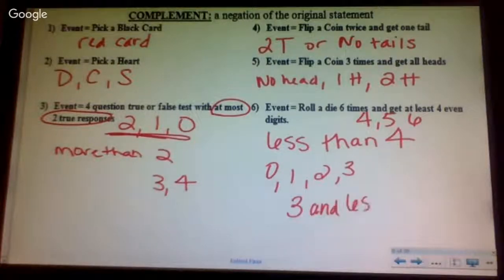A die is 0? Yeah, how do you get 0? It's talking about even digits. You can get 0 even digits. You can roll it and get 1, 1, 1, 1, 1, where you have no even numbers. It's not talking about the number on the die.